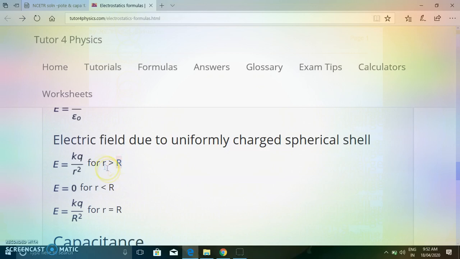If r is greater than capital R, what does it mean? The point P is outside the shell. That is the first point in the third application. Then the electric field will be K Q upon r square.